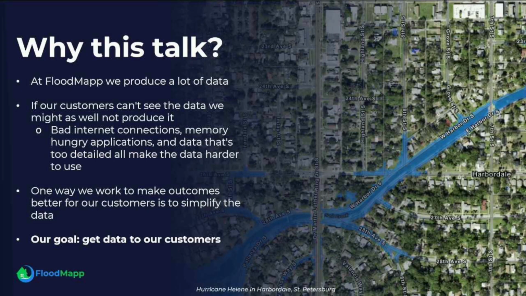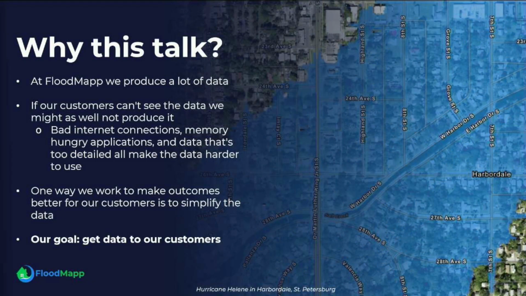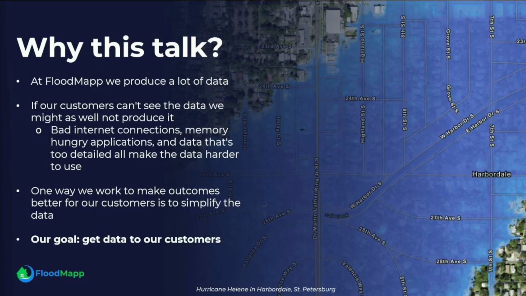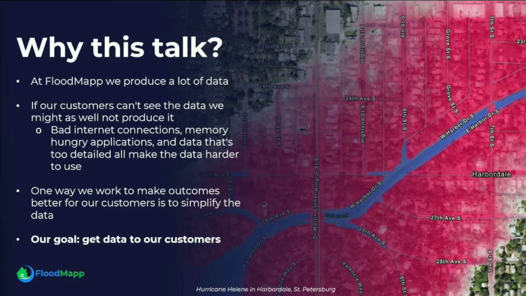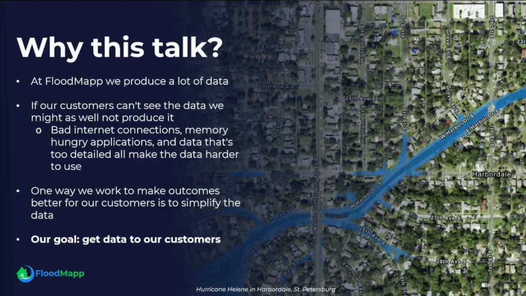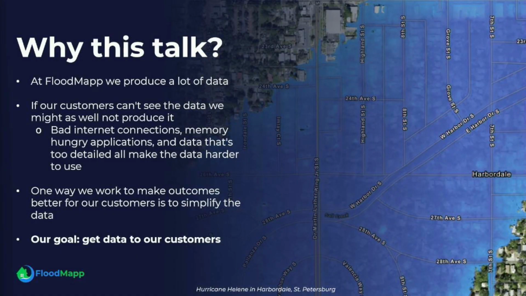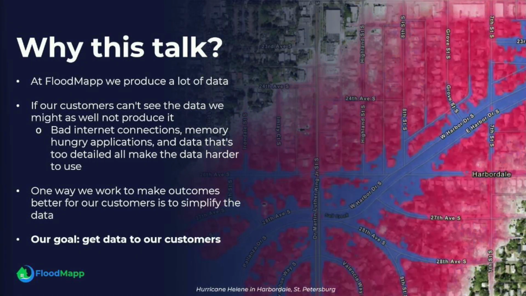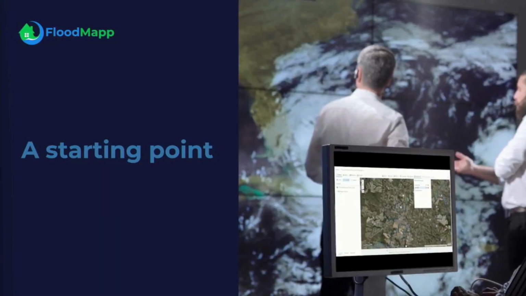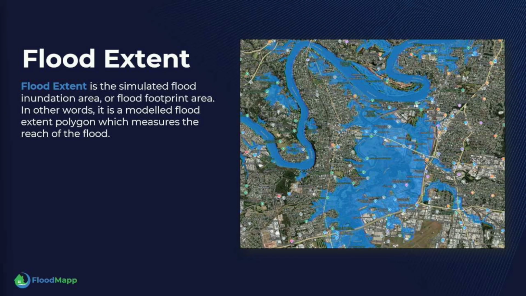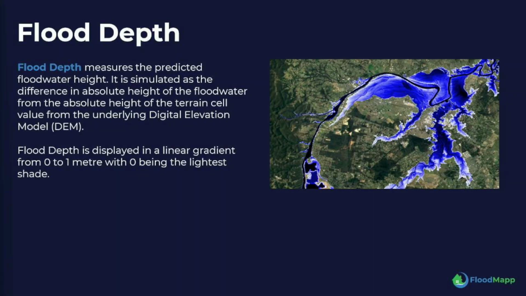And so the aim of this talk is to take the data that we get out from our models and from our services and to simplify it, basically, to the point where it's still useful, but we can easily hand it over to our customers. Okay. So with a very simple starting point, what we're going to be looking at are flood extents, which are where is water, how far does it go, and flood depths.